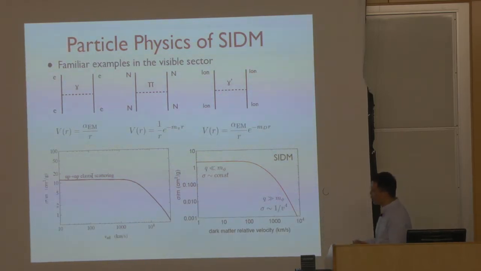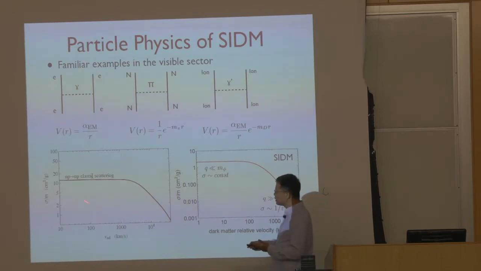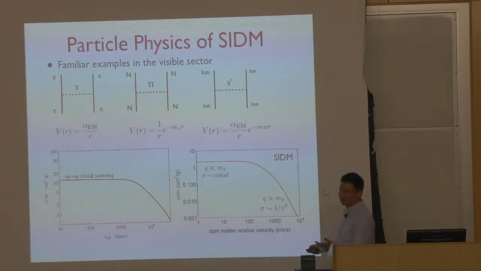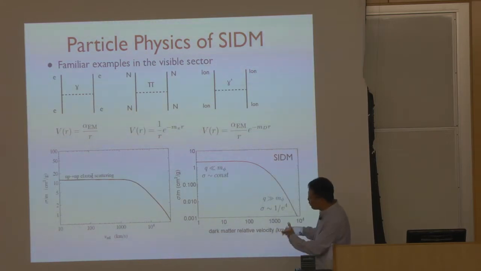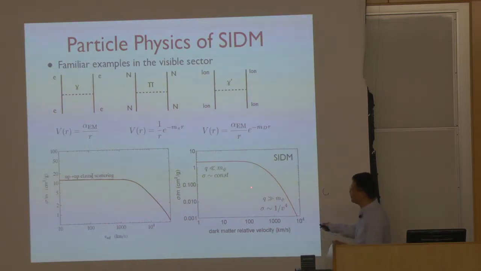So when Sean and I were writing this review, we actually dug into the nuclear physics data book. We found that people measured the neutron-proton scattering cross-section as a function of beam energy. Then we converted it into the cross-section per mass as a function of velocity, and it goes like this, right? This is SIDM, what you need. Then you shift the mass, this cross-section slightly lower, and you get SIDM.